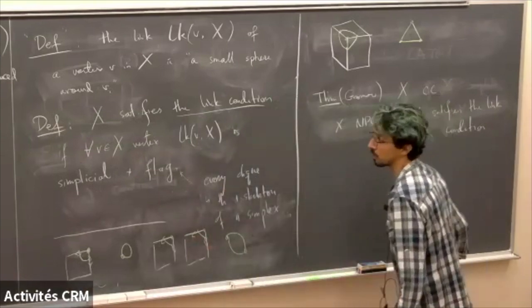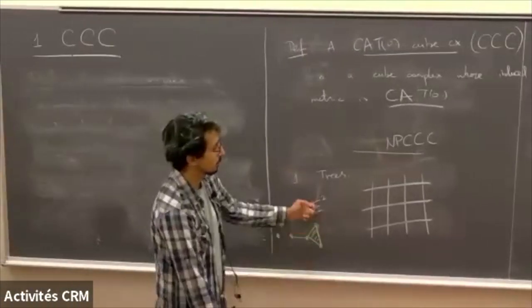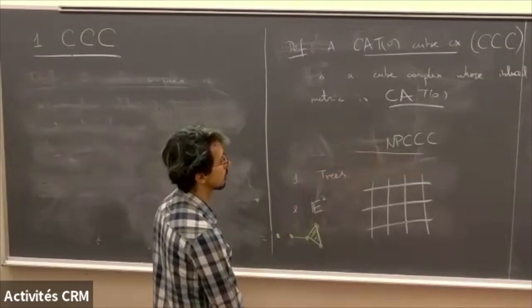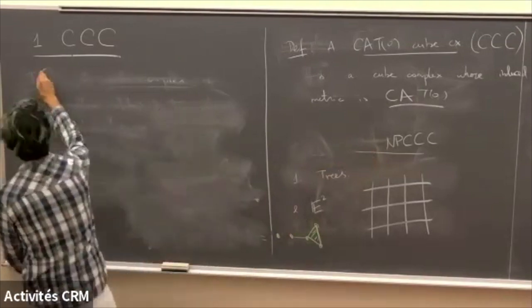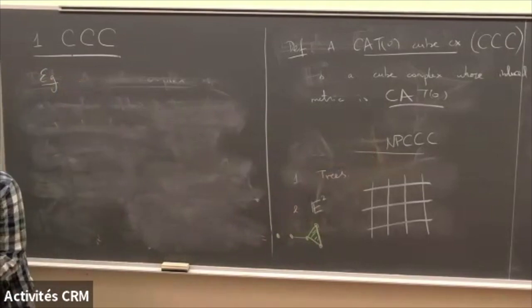So now I can really give you some examples of CAT(0) cube complexes or non-positively curved cube complexes. Any questions? Okay. So we already saw some. Maybe check what is the link in those examples and why it satisfies the assumptions. But more examples, so I'm continuing this list.